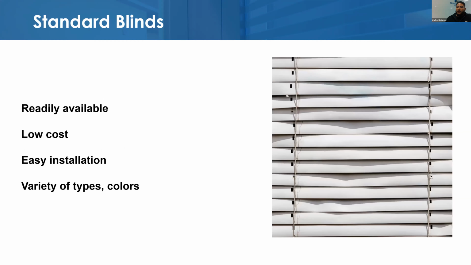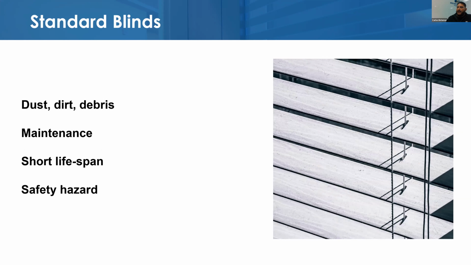Now, standard blinds. We're all familiar with standard blinds. Standard blinds are readily available and can be purchased at almost any local hardware store. Some of the advantages of using standard blinds as a privacy option are its low initial cost, ease of use, and they also offer a variety of types. Mainly, you're going to see wood or aluminum, and then you have a wide range of color options as well. Now, some of the disadvantages of using standard blinds for privacy control, first and foremost, is going to be the problem of accumulating dust, dirt, and debris.